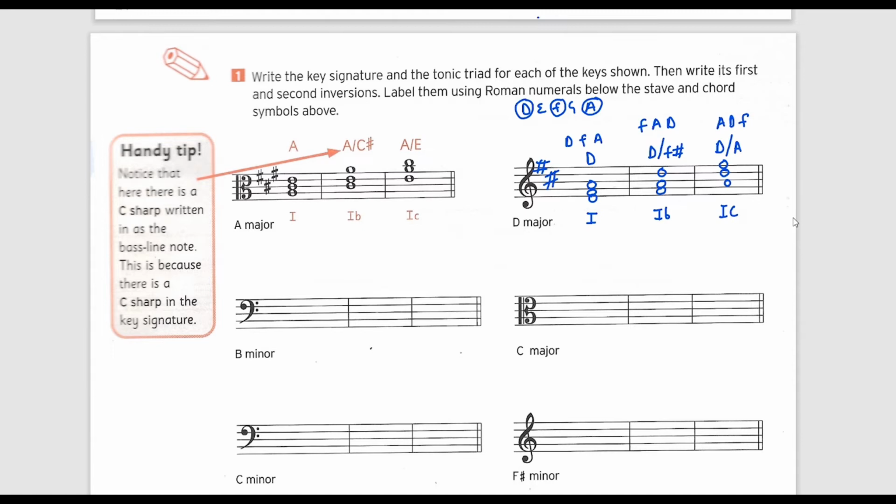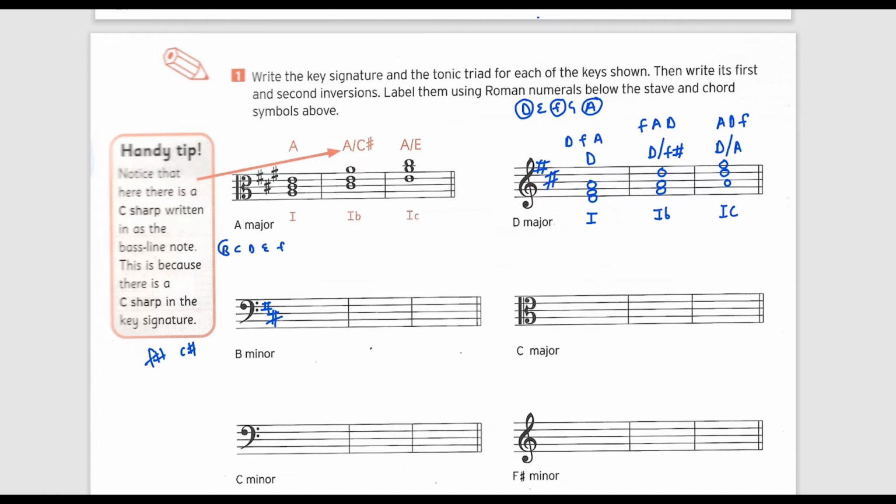Next one we have B minor. In B minor we know again there are two sharps, F sharp and C sharp, as the key signature. So let's write that: F sharp and C sharp. Next, the B minor notes would be here: B, C sharp, D, E, F sharp.